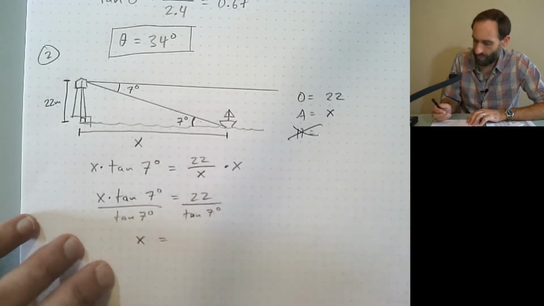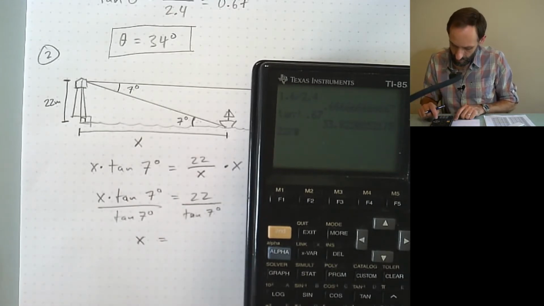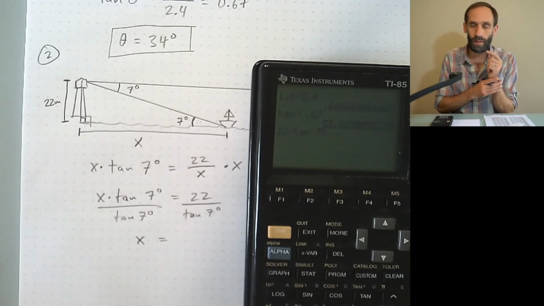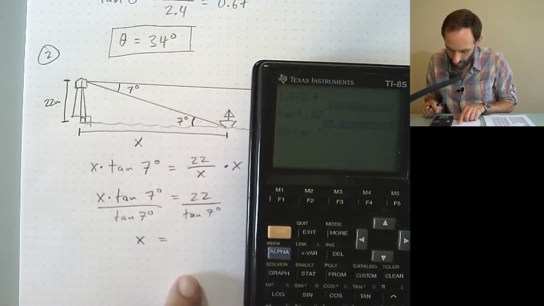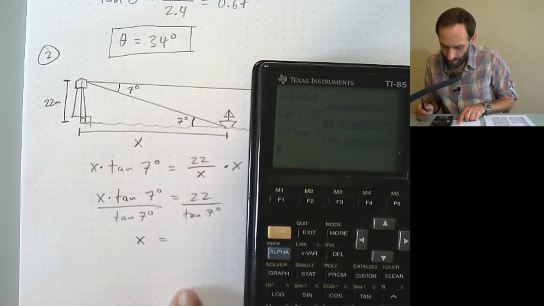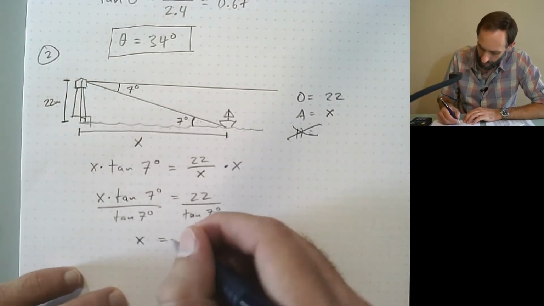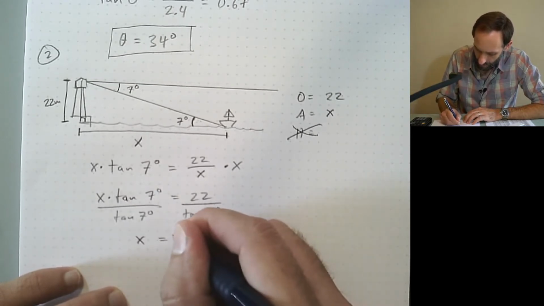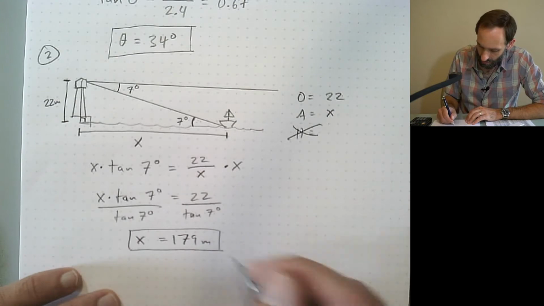And this time I'll just go straight to my calculator. So I've got 22 divided by the tangent of 7 degrees. Now this is not the inverse tangent, because we're putting the angle in and getting the ratio out. We use the inverse tangent when we're putting the ratio in and getting the angle out. So this is the regular tangent we're using here. And I get 179 meters if I round to the nearest meter. So the distance from the lighthouse to the boat would be approximately 179 meters.